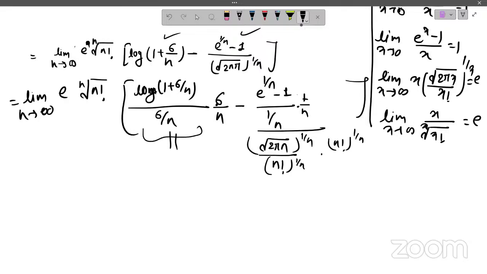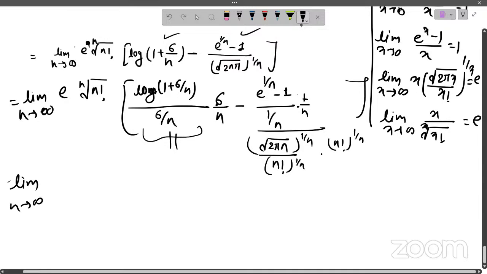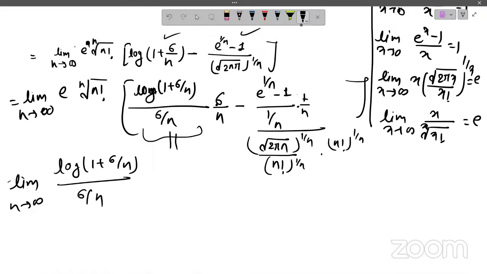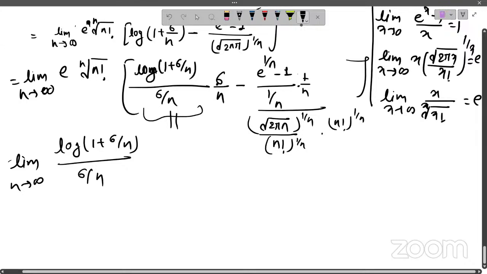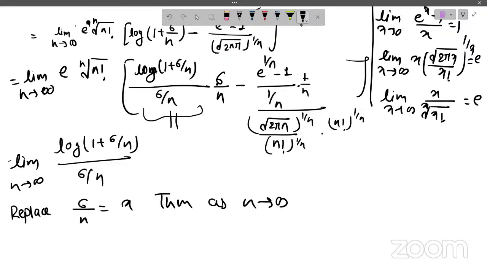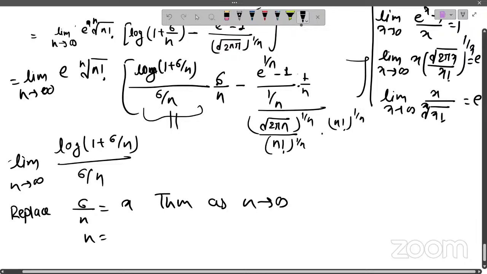So if I pull my limit inside, what will happen to the limit as n tends to infinity of log of 1 plus 6 by n upon 6 by n? But what I have is the limit as x goes to 0, not x goes to infinity. So I'll replace 6 by n with x. Then as n goes to infinity, what will be the value in terms of n? 1 by n is equal to x by 6, so n is equal to 6 by x.